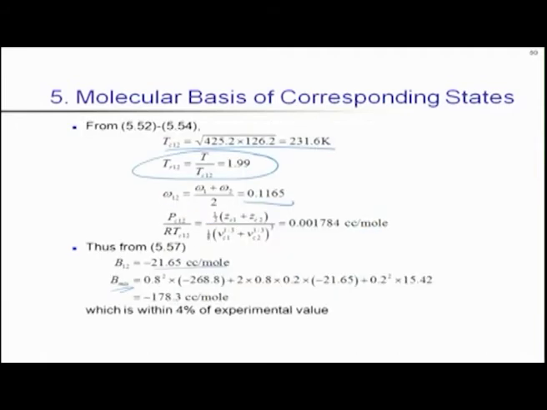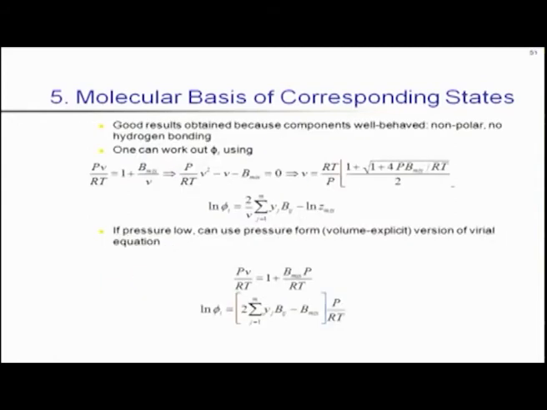Okay, so we obtained the value which is minus 178.3 cc, which turns out to be within 4% of experimental values. So pretty good, in that way. Very nice exercise. That means B's are good enough for such a system to evaluate. Now the reason for these good results is because the components were well behaved. It was non-polar, no hydrogen bond, and that's why it worked well.